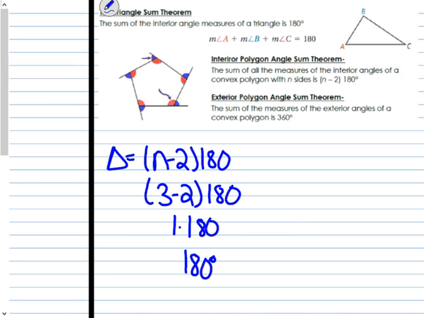The exterior polygon angle sum theorem states that the sum of the measures of the exterior angles of a convex polygon is always 360. It doesn't matter how many sides it has. If I add up all of the exterior angles, they're always going to be 360 degrees, no matter how many sides it has.